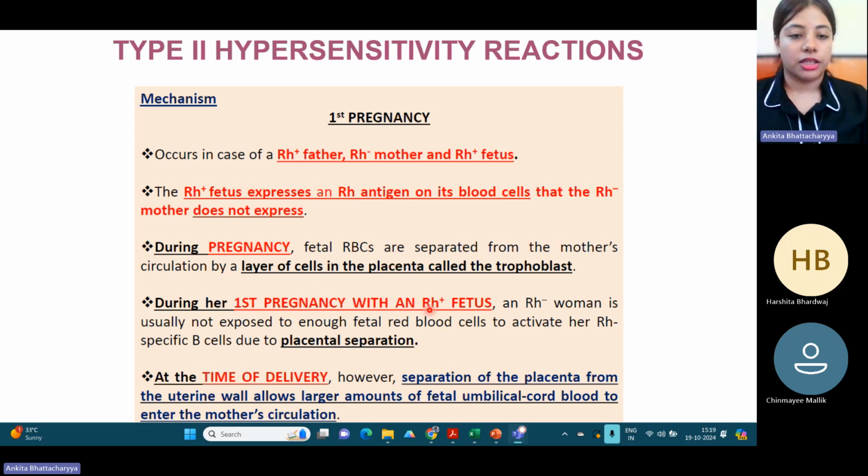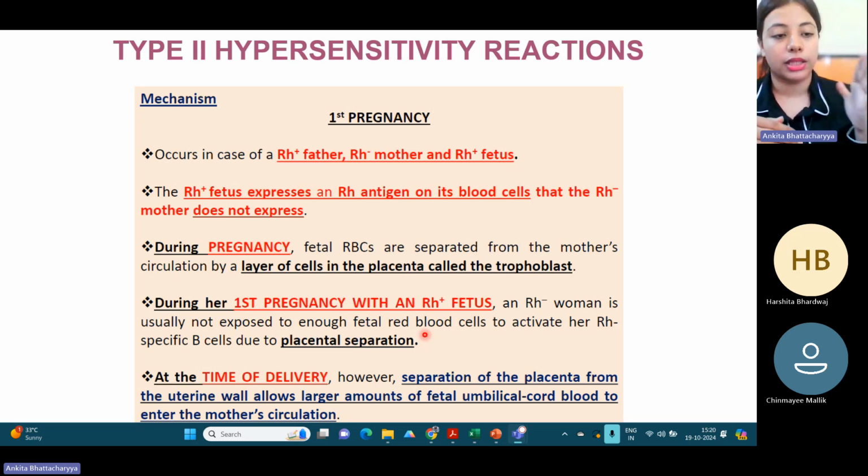Now, during this first pregnancy, such a woman would usually not be exposed so as to allow the fetal RBCs to activate her Rh-specific B cells because of this placental separation. However, at the time of delivery, when the patient is in labor, there is potential when there is separation of the placenta. Whenever a child is delivered, after that there is a second round of delivery where the placenta, which also serves as an organ, has to be delivered separately from the patient.